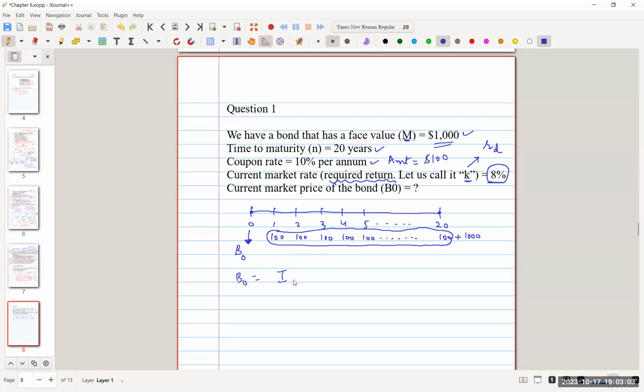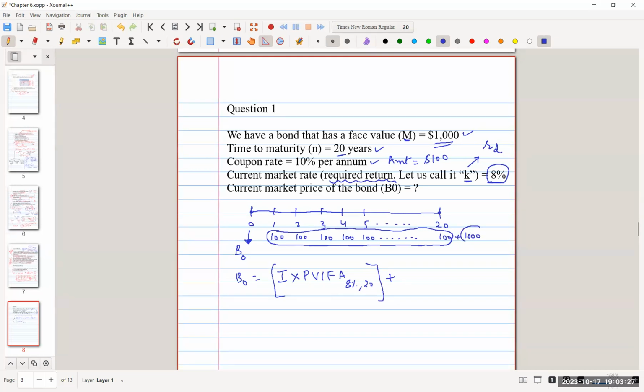This is an annuity. So I will multiply this by, if you're using tables, the present value interest factor of the annuity for what percent? What is my discount rate? 8%. For how long? 20 periods. Right, so this is one component. What is the second component?